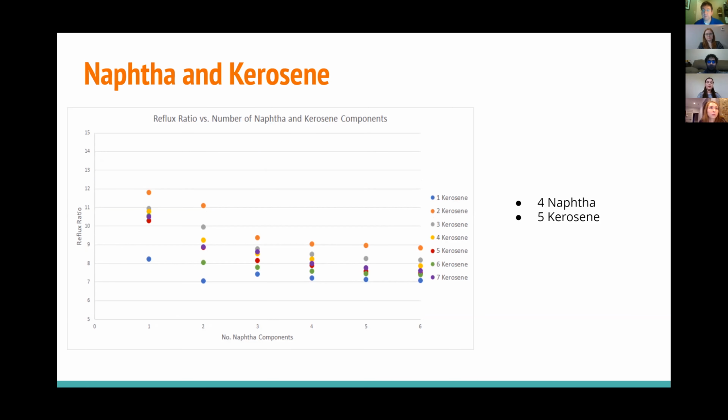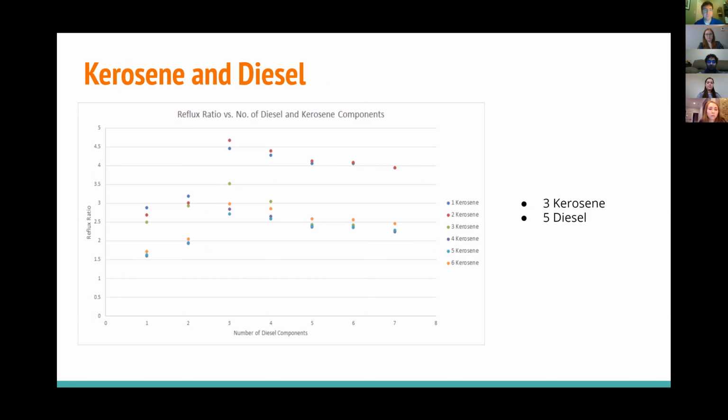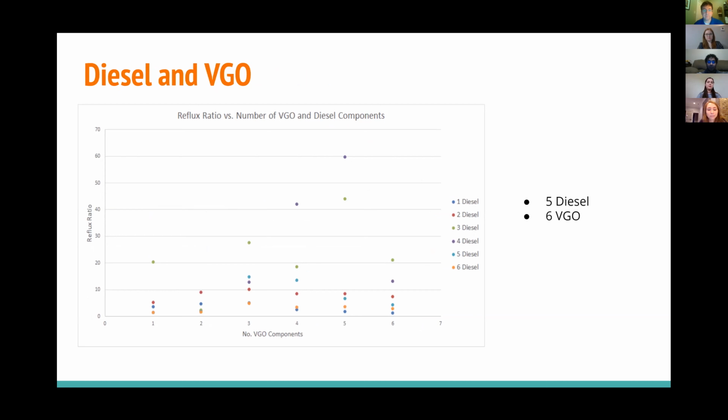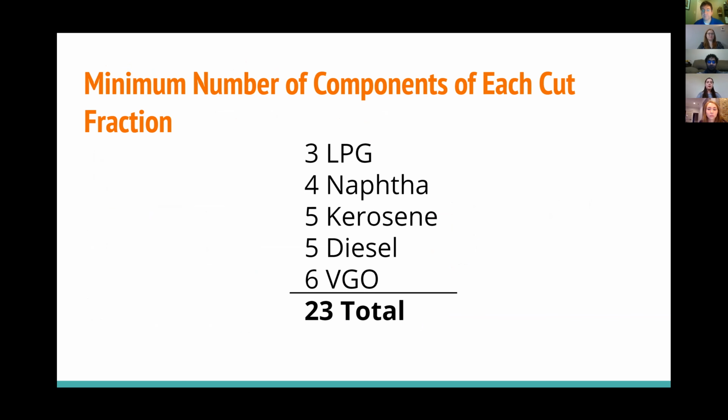Between naphtha and kerosene, we determined 4 naphtha and 5 kerosene components were needed. Kerosene and diesel, we needed 3 kerosene and 5 diesel components. And then for diesel and VGO, we decided on 5 diesel and 6 VGO components. So from these numbers, we chose the highest ones and determined that we needed a total of at least 23 components.